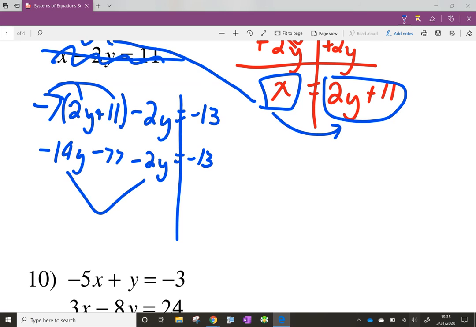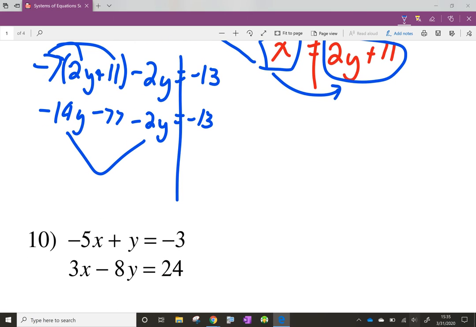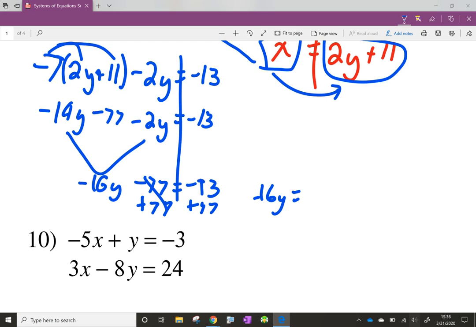Again, same thing. I have these y's I can combine together. So negative 14 minus 2 is just negative 16. So it's negative 16y. Bring down the minus 77. Bring down the negative 13. Just continue to solve this like a normal problem. Add 77 to both sides. This ends up being negative 16y equal to 64. Negative 13 plus 77 is 64. Divide by negative 16. And we end up with y equal to negative 4.